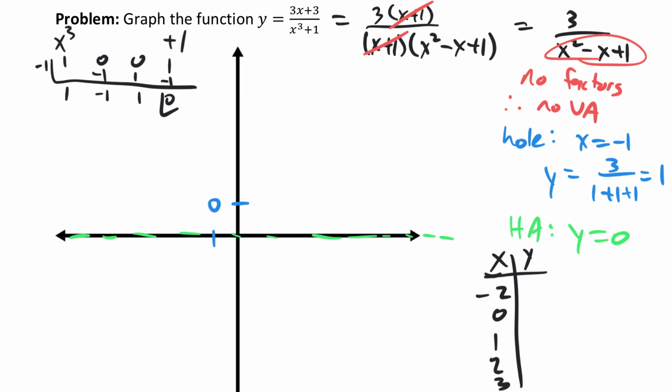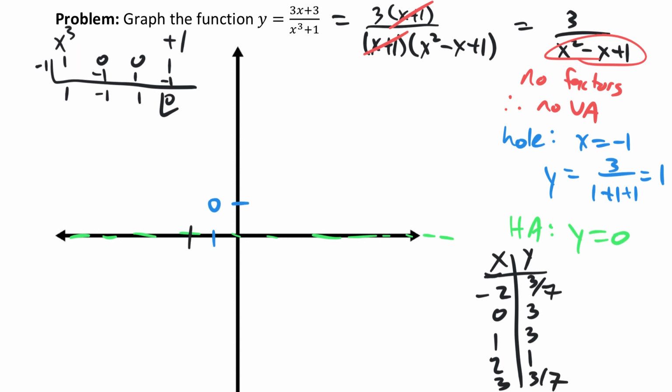Okay, so when you plug it into the simplified version, this should give you 3 over 4 plus 2 plus 1, so 3 over 7. When you plug in 0, you'll just get 3. When you plug in 1, you also get 3. Plug in 2, you should get 1. And then if you plug in 3, you're going to get another 3 over 7.